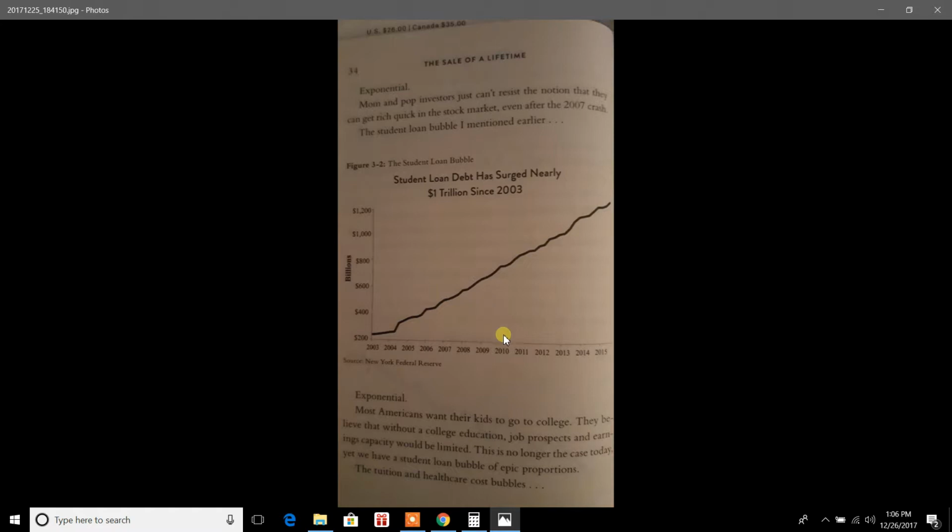And then there's this belief that you can't lose, like I was talking about. So down here he talks about most Americans want their kids to go to college. They believe that without a college education, keyword, they believe without a college education, job prospects and earning capacity would be limited, right? Well, this is no longer the case today. Yet we have a student loan bubble of epic proportions. That's what he's talking about here. So again, it's that belief that you cannot lose.